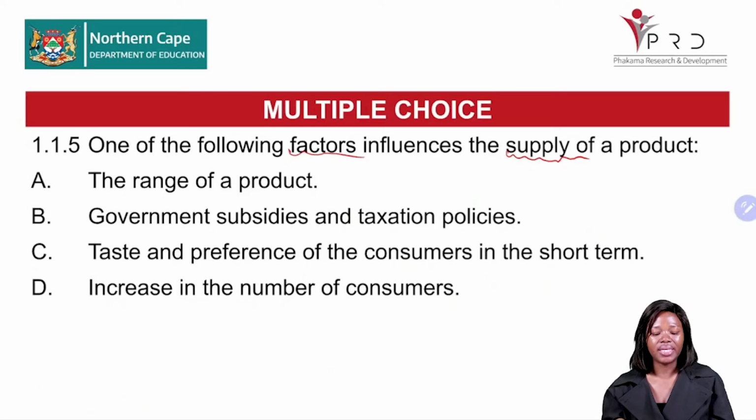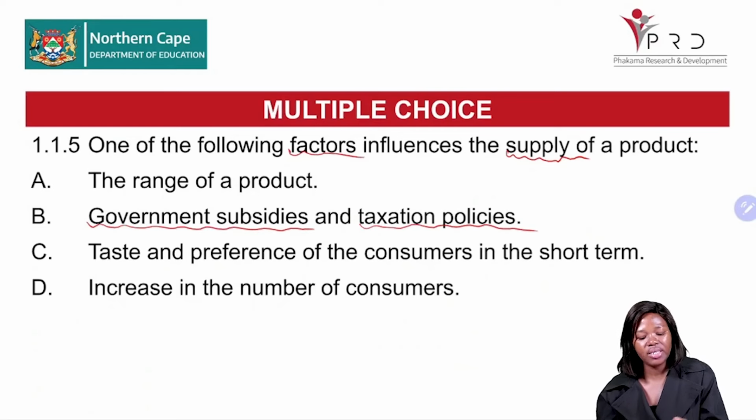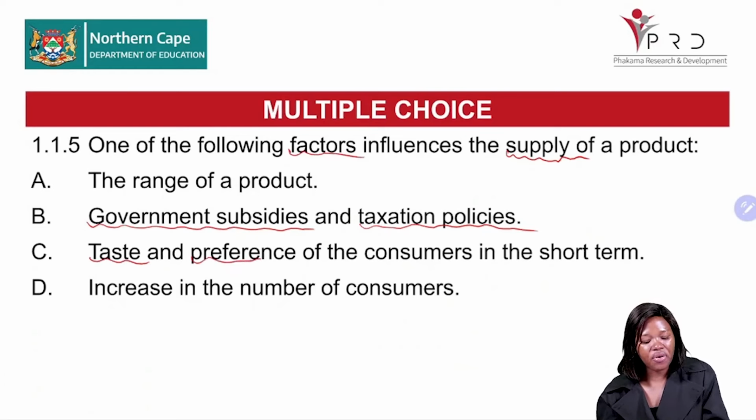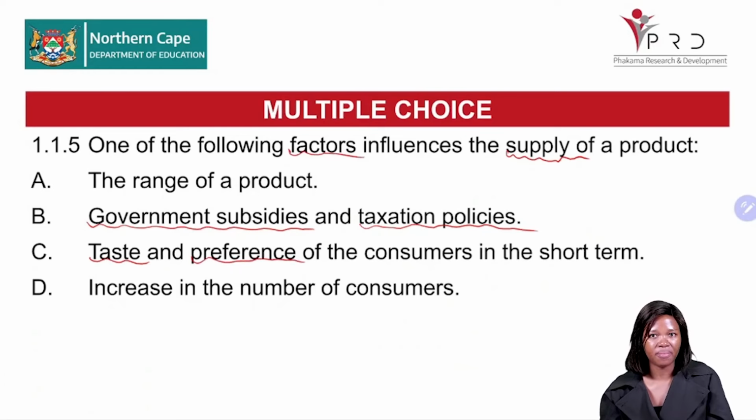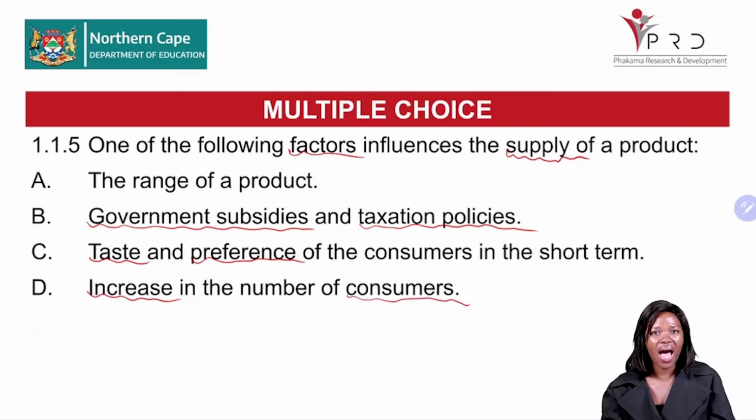Government subsidies and taxation policies. It is the government subsidies and taxation policies. Taste and preference of the consumers. Increase in the number of consumers. The increase in the number of consumers. Does that affect the price?